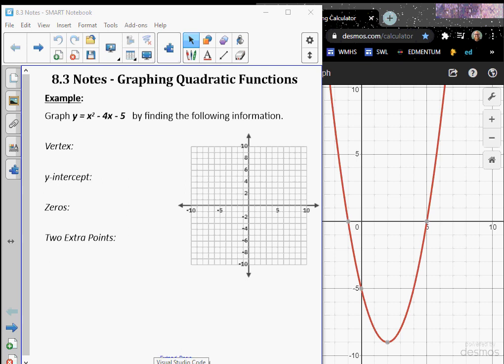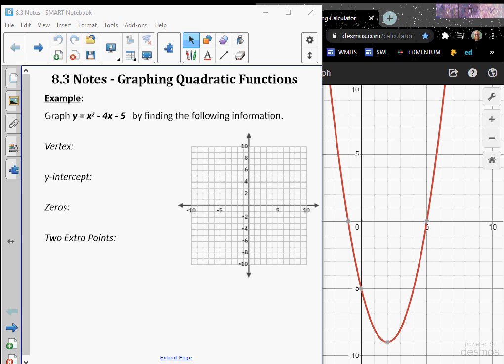Hi everybody. In this video we're going to talk about graphing quadratic functions, and we are going to utilize Desmos to help us do this. So you're going to have to bear with me as we're trying to split the screens here, at least the best that we can. We have one example we're going to look at.